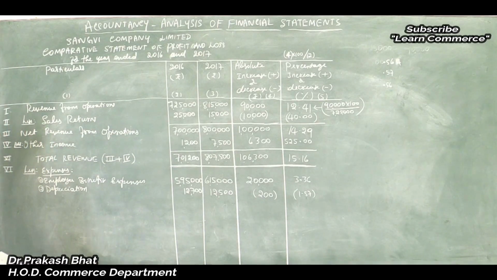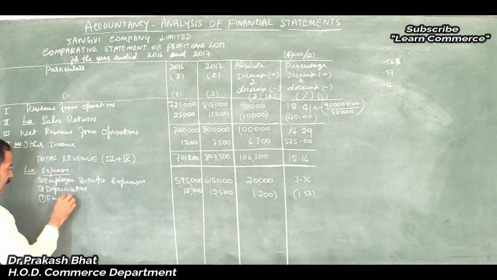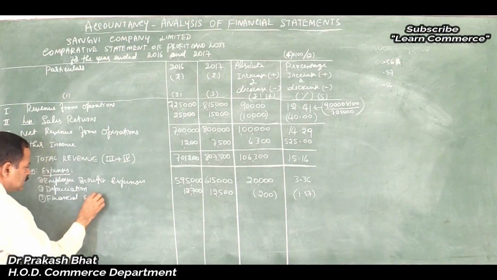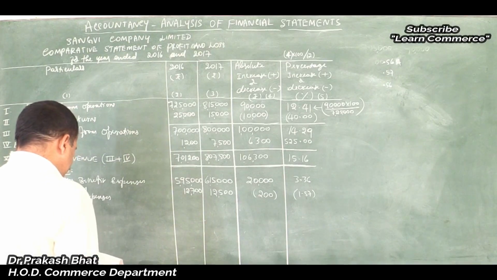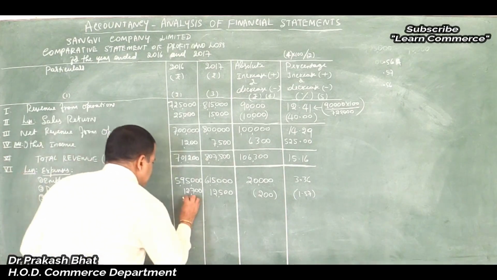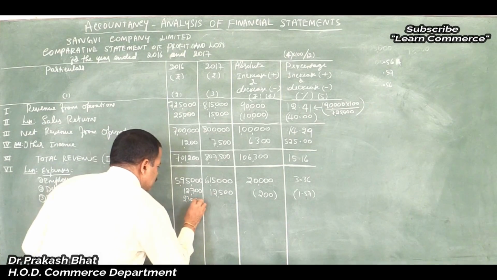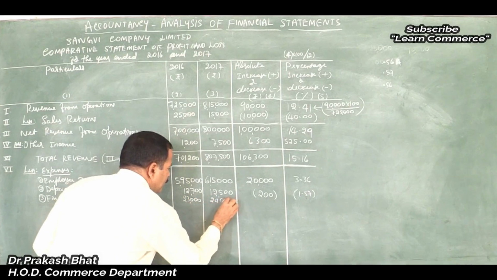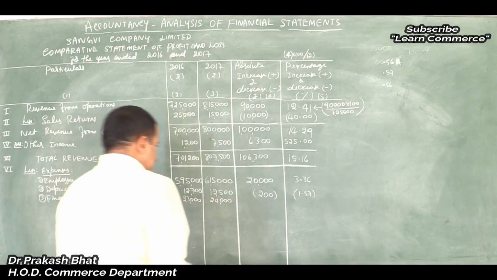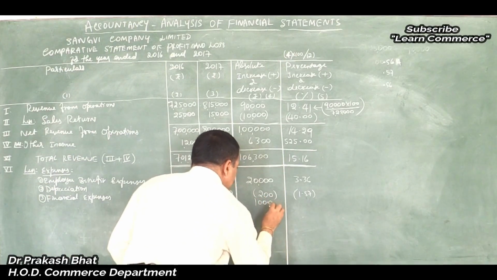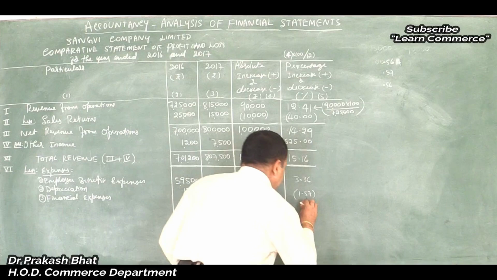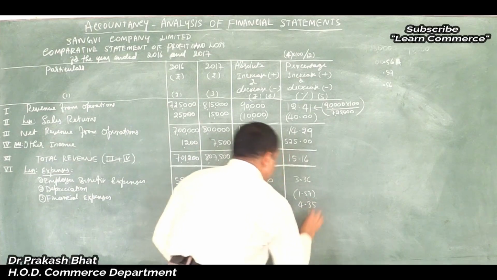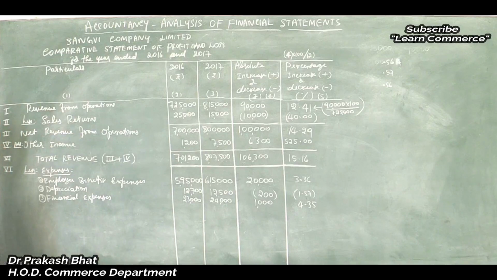Third one is financial expenses. Correct? Refer the problem, write the amount, 23,000, 24,000. Difference is 1,000 positive, so no bracket. 1,000, right? 4.35 is the percentage, no need of bracket because it is a positive figure. 3 expenses over.